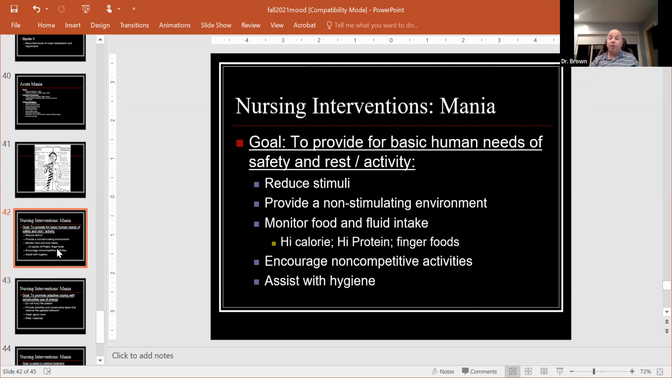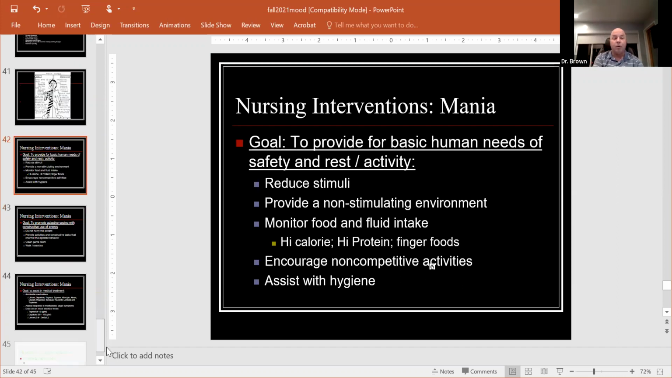And you want to encourage non-competitive activities, like I stated. So you don't want to play basketball or ping pong. Maybe a quiet game, some relaxing music, that would be good. And you want to assist them with hygiene, because a lot of these patients, a lot of times, they're just on the go, go, go, go, go.